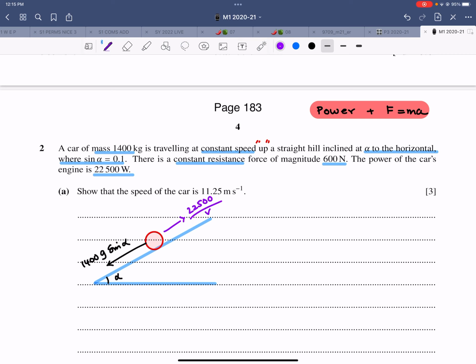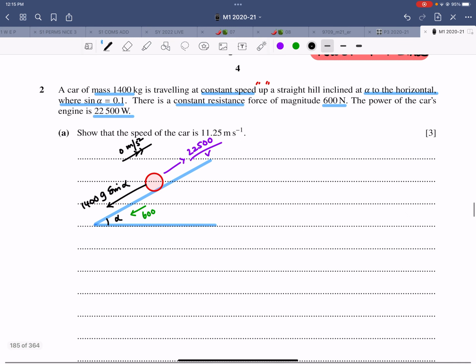And what else is there? There is a resistive force. So that resistive force is 600 Newton. And it's traveling at zero acceleration because it's traveling at constant speed. So technically, the upward forces and the downward forces are equal. That's one way of stating the truth.